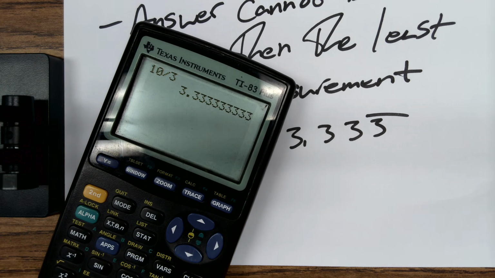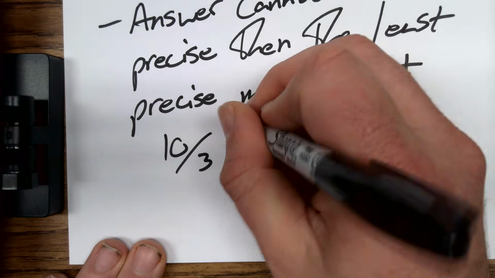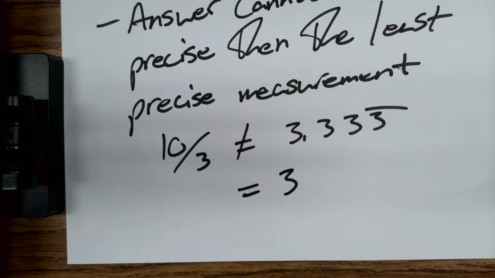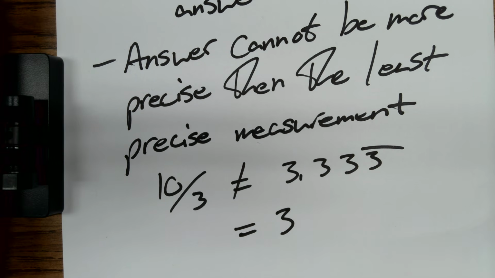No, we're not going to record that as 3 repeating all the way into the end. We are going to find out today that if that was a calculation I had to do in chemistry class, I would record that answer as just 3. There are reasons for that, and we're going to get into those. I'm going to leave this up here for a quick second so you guys get a chance to record it. Answers cannot be more precise than the least precise measurement.